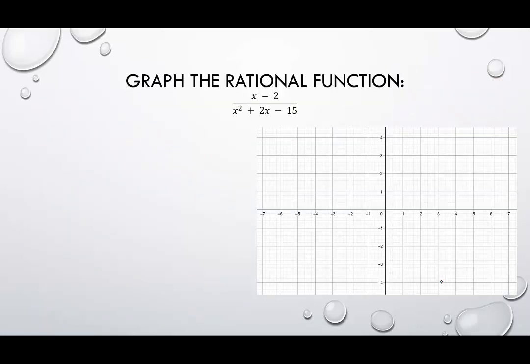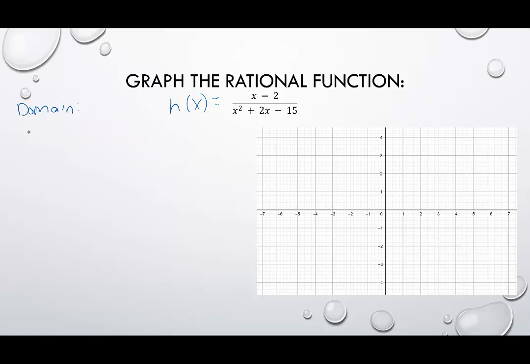Okay, in our last example here, we want to graph the rational function. Oh, I didn't name it. Oh, let's call it h of x. There we go. h of x equals x minus 2 over x squared plus 2x minus 15. Okay, so we're going to do those same steps. Do you remember all of them? Of course you do. First, we're going to look at our domain. So what is the domain?